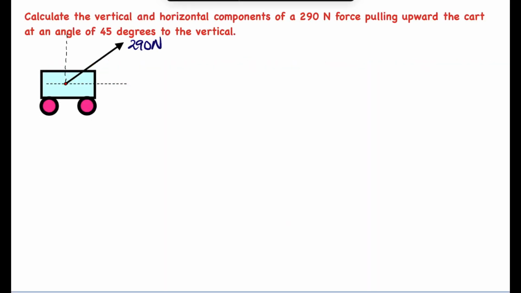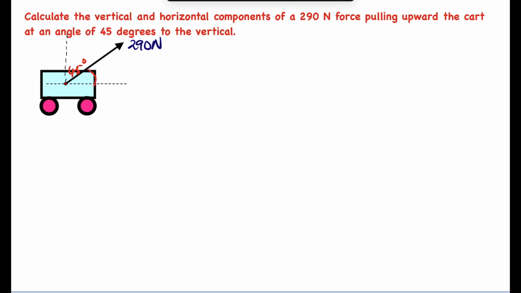Let's look at a different example, guys. Calculate the vertical and horizontal component of a pulling force upwards at an angle of 45. Now the angle is 45 degrees to the vertical. It's very important. When I say to the vertical, that means the angle is between this force and the vertical component, so the 45 is going to be there. So the angle, when they say to the vertical, is between the vertical and that force.